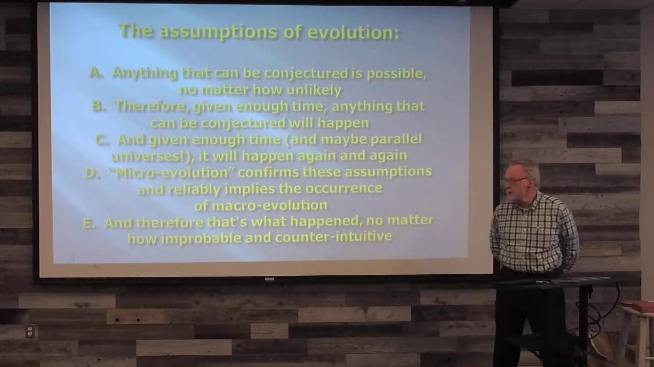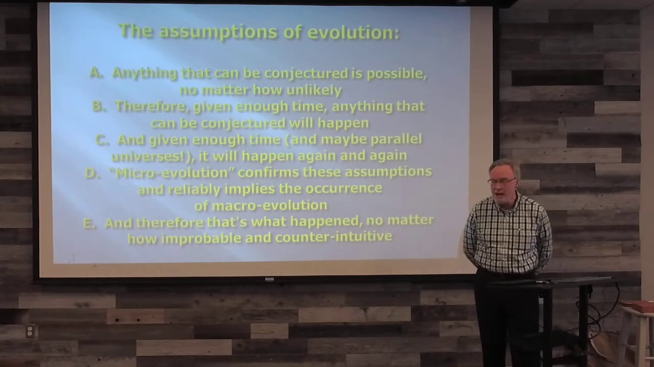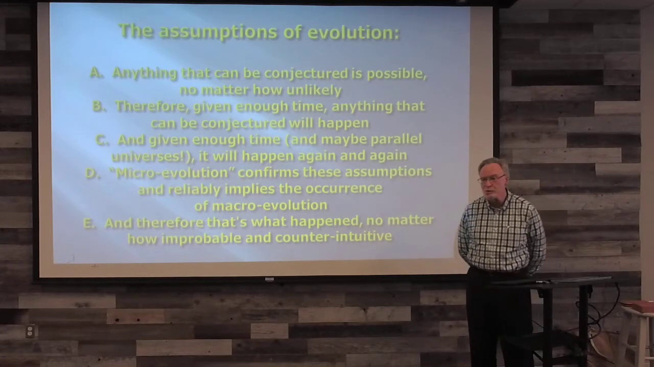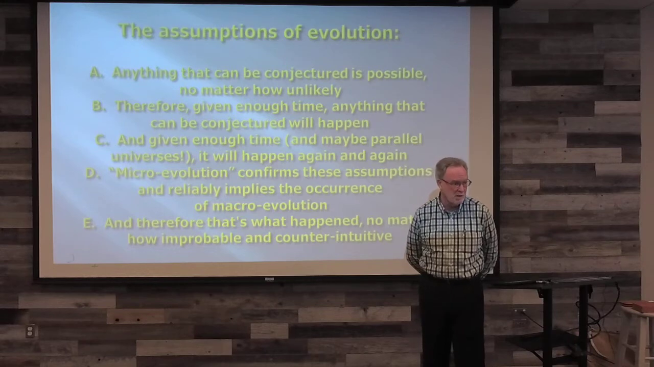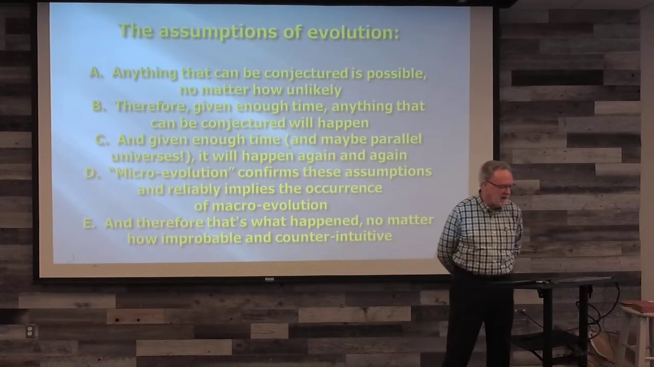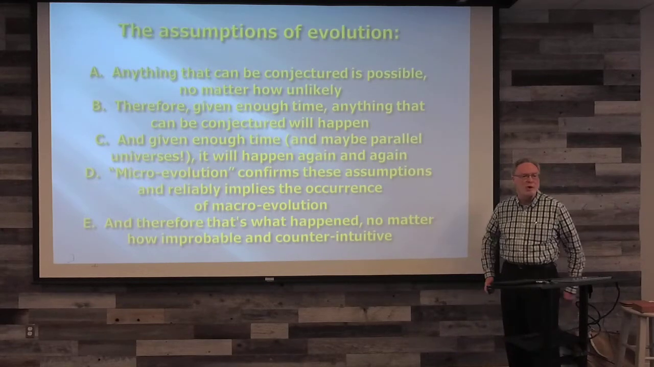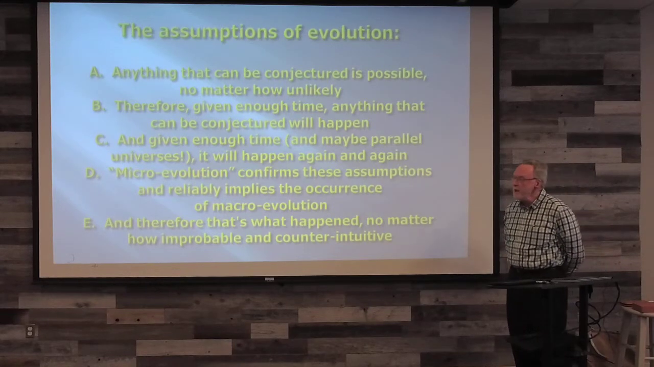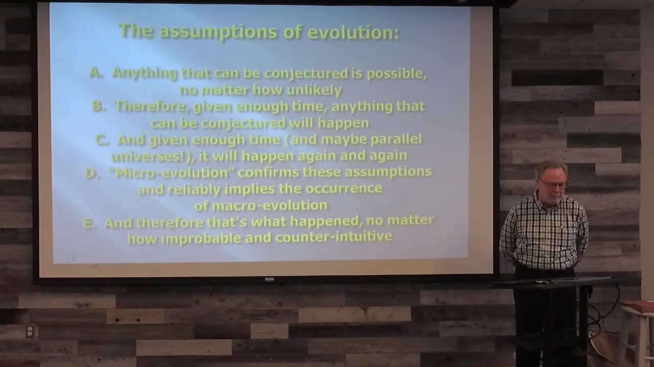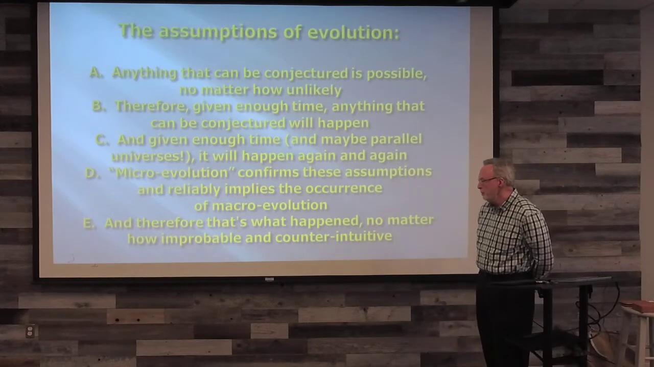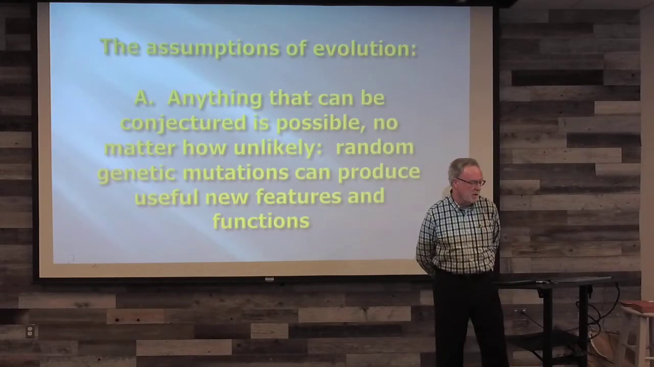The fourth is what's sometimes called microevolution, which we can observe. I don't like the term much, because it's actually not evolution, but anyway, there are things like natural selection, we're going to look at that. That's real. It's absolutely real. You can observe it. No doubt about it. So the idea is that this confirms these assumptions, and therefore it implies the occurrence of a much larger evolution. And fifth, therefore, that's what happened. It could have happened, and so that's what happened, even though it may be highly improbable and counterintuitive. So those are some assumptions that evolutionary thought rests on.